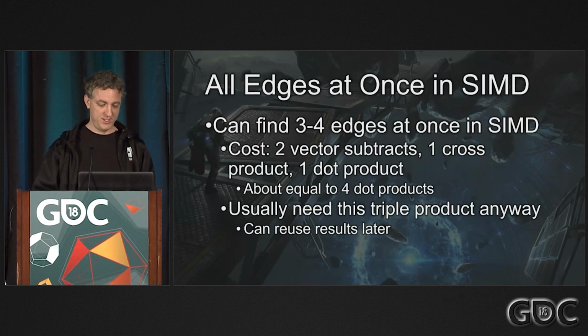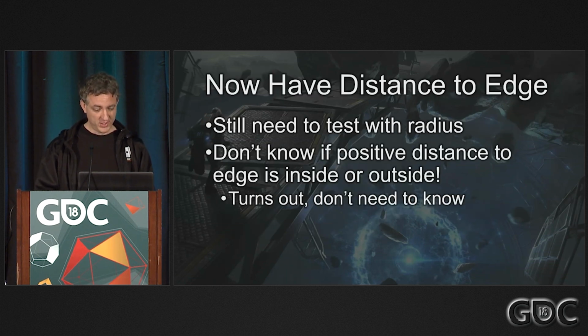And then you can do 3 to 4 edges at once in SIMD, so you can do triangles and quads, which is what we do. And it all ends up being roughly equivalent to 4 dot products. And you usually need that triple product anyway, so you can save the results when you batch up the features and use them later. So we still need to test the distance to the radius.